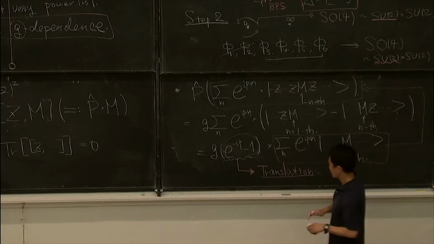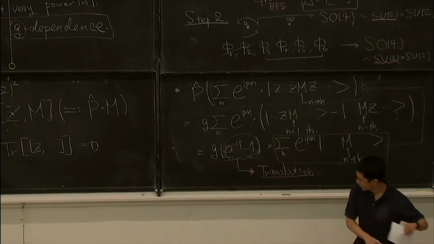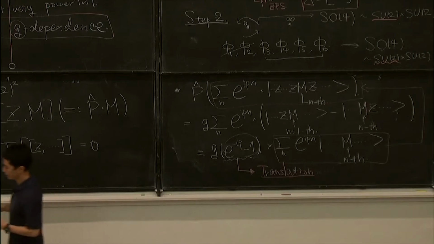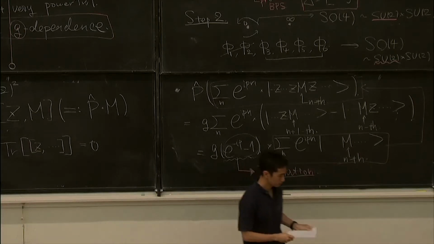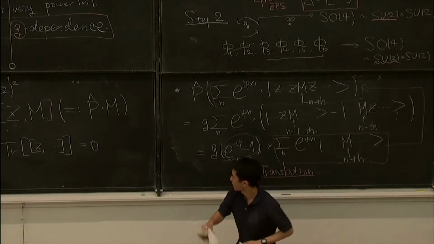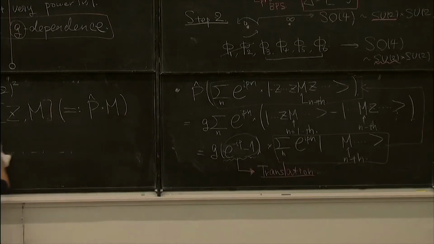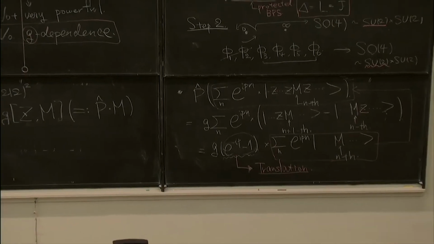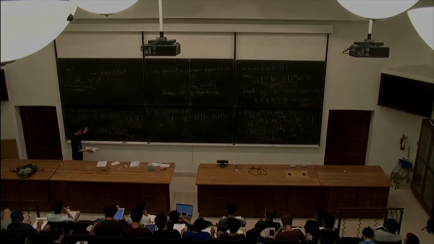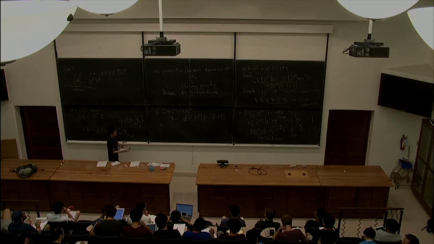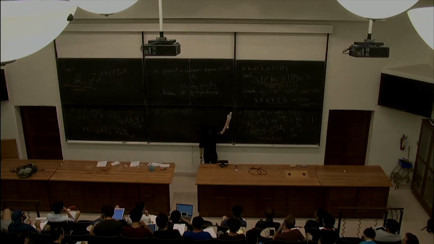This is very important because it's telling us that the generator P, which was originally given by some square of Q, now knows about some dynamics of the spin chain.